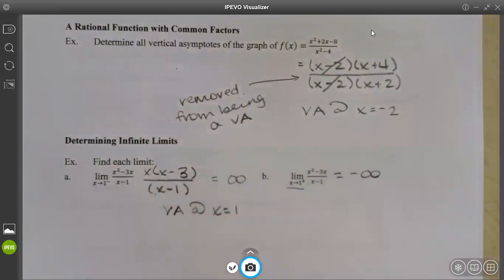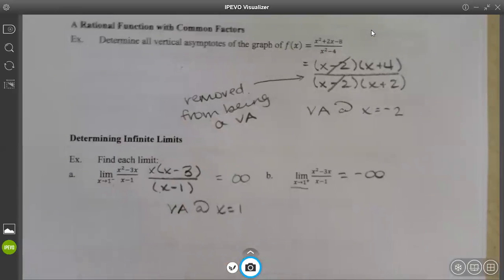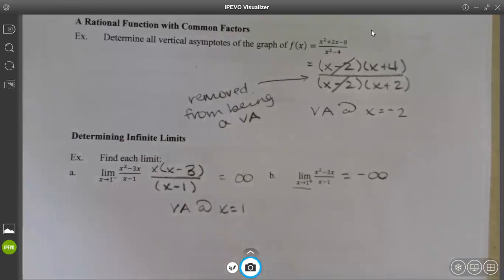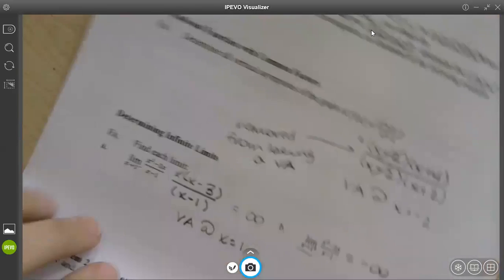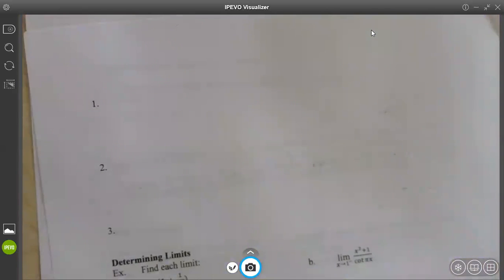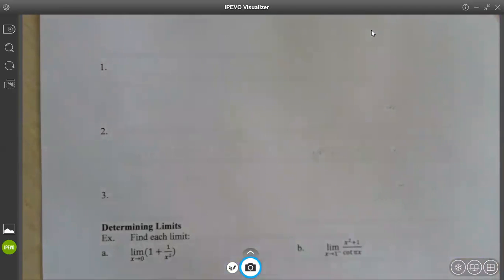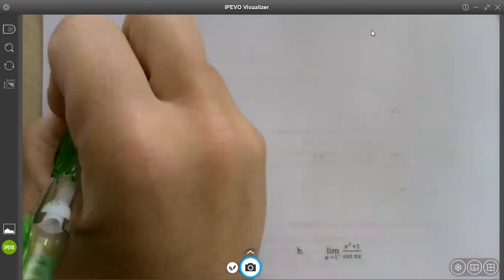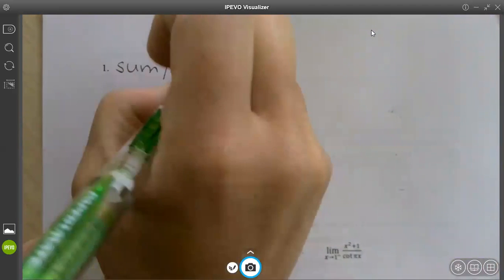This spacing on these notes are all jacked up, and I am so sorry. All right, let C and L be real numbers and let F and G be functions. Good job. Here's your 1, 2, and 3. We're almost done. It's pretty quick. Your 1 is your sum and difference. We've already talked about that before. Sum or difference.